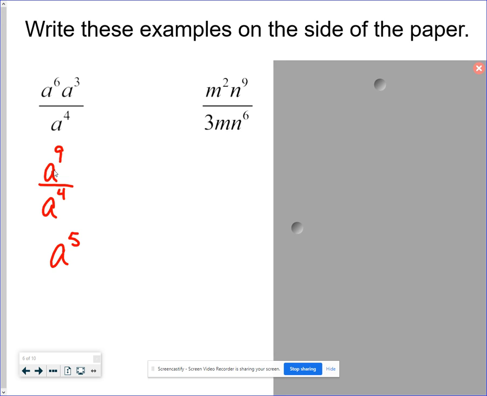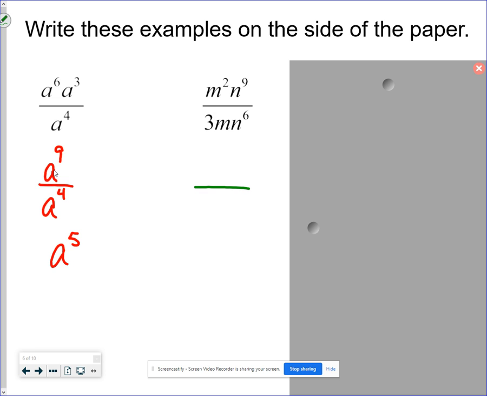Okay. Here's another one. When I start with a fraction like this, I would just start with my fraction bar. This 3 is just going to stay in the denominator. It's just part of the denominator. That's okay. In fact, that's going to be the only thing in the denominator on this one. When I look at my m's, I have m squared on the top, m to the 1st on the bottom.